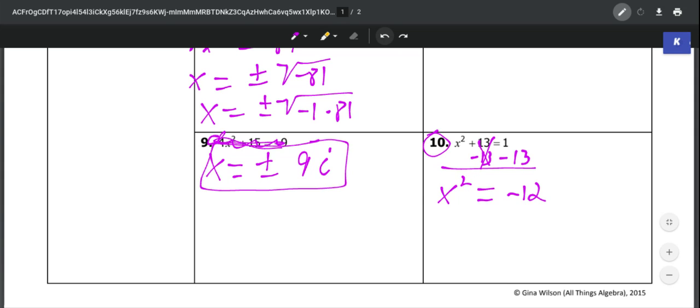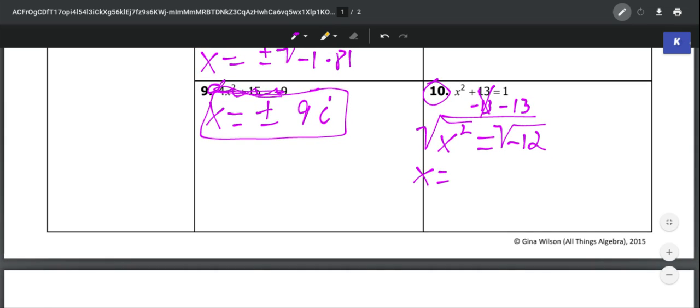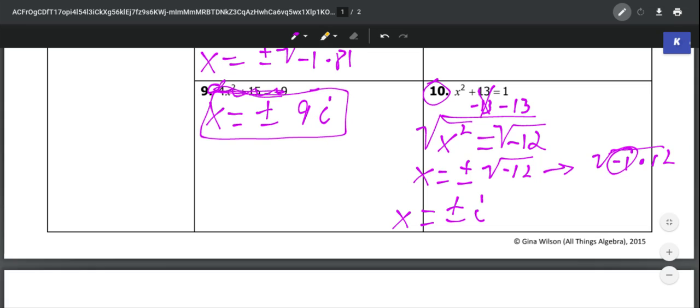To get rid of this exponent of 2, we have to take the square root on both sides. So now you can see we're taking the square root of a negative number. When we take the square root of both sides, that leaves us with x equal to plus or minus the square root of negative 12. First thing we're going to do is break down negative 12 as negative 1 times a positive 12. So that'll leave us with x equal to plus or minus i times the square root of 12, because the square root of negative 1 is i.